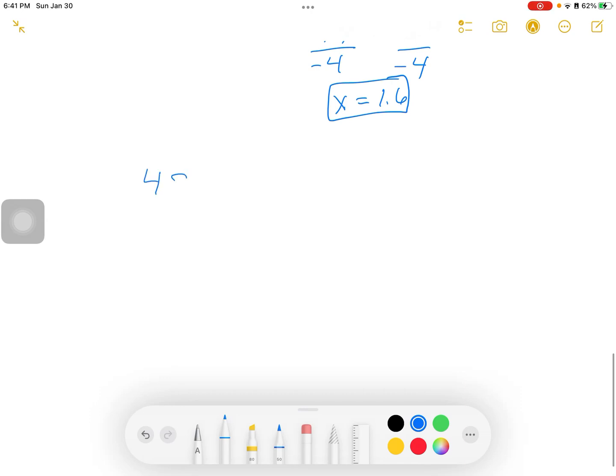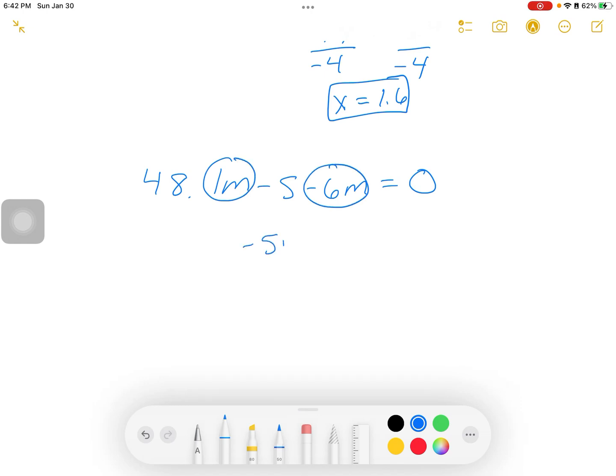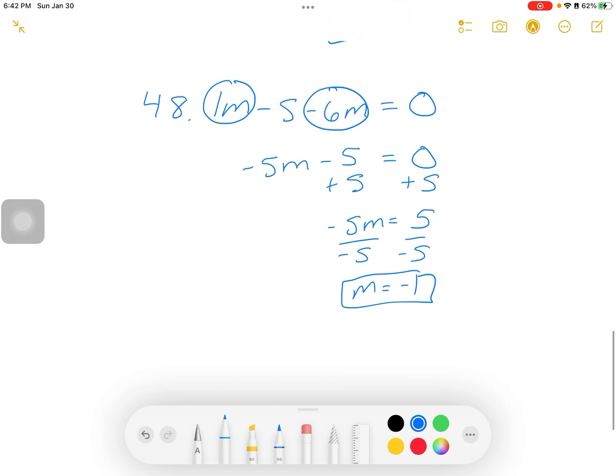Okay? Now let's go back to 48, which was m minus 5 minus 6m equals 0. Again, I think of that as being a 1. So if I'm at 1 and I take away 6, I'm at negative 5m minus 5 equals 0. And I can add 5 to both sides, and I'm just adding 0 to 5, which is still just going to be 5. So when I divide by a negative 5, m is going to equal negative 1.